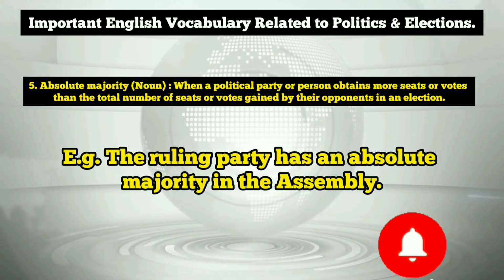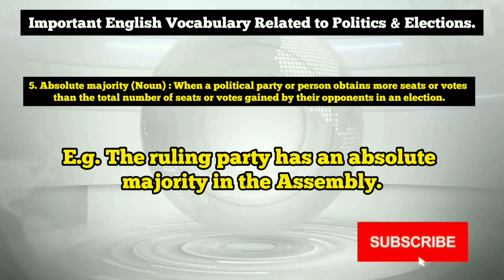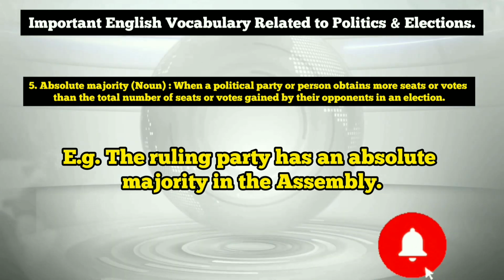The ruling party has an absolute majority in the assembly. That means they have more seats than their opponents. I'm quite sure it's clear.